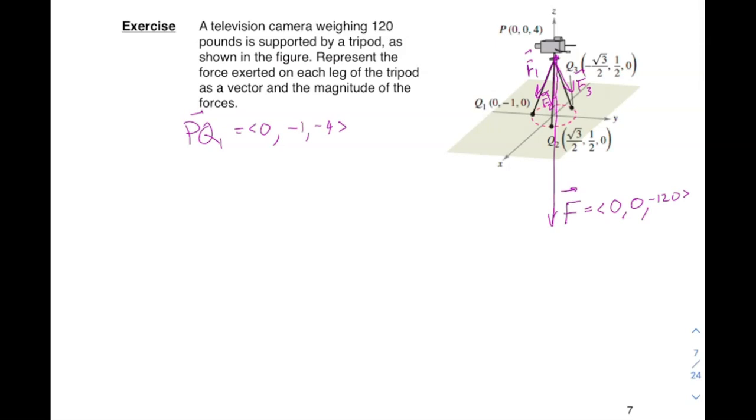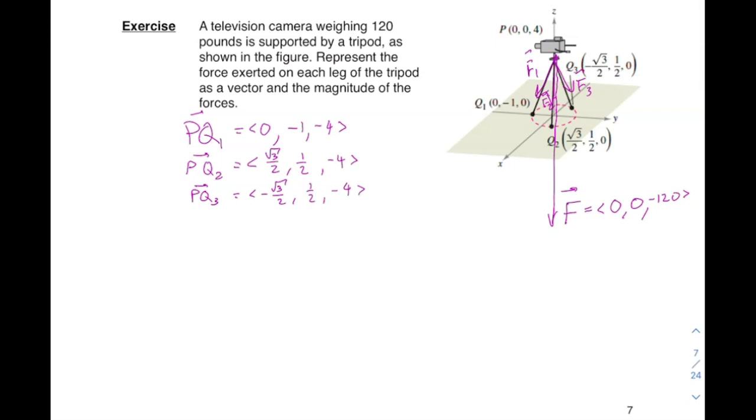What is PQ2? It's OQ2 minus OP, so it's √3/2, 1/2, and -4. And finally, PQ3 is -√3/2, 1/2, and -4.